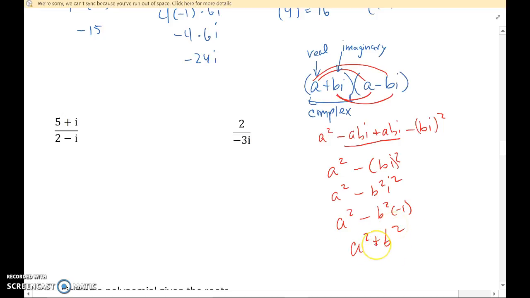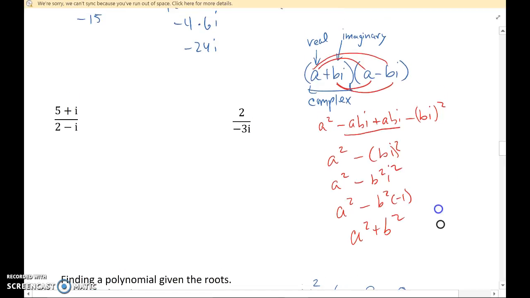Both of these terms here are real. The term up here was imaginary only because of the i, and b was acting as the coefficient of the imaginary number. So here we see that we now have a real solution. We're going to use this idea on this first problem. We cannot have an imaginary number in the denominator. So to make the denominator real, we need to multiply by its conjugate, which is 2 plus i.